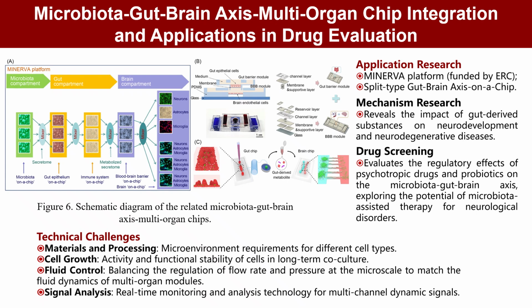Gut-blood-brain barrier-brain chip integration research advances, with the European Research Council funding the pioneering Minerva Bionic platform in 2017. And research reports on split-type microbiota-gut-brain axis chips. However, current systems remain technologically immature, facing bottlenecks such as material adsorption interference, heterogeneous microenvironment demands for co-cultured cells, difficulty in long-term cell viability maintenance, limited capability for dynamic signal monitoring and imbalanced microfluidic control across organs.